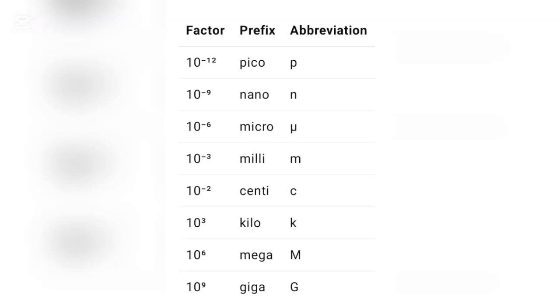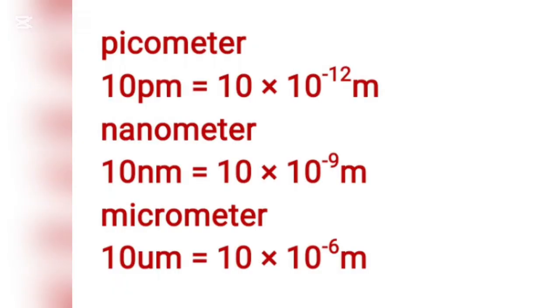These are used as prefix to the unit of the quantity being measured. For example, for length, we can have picometer. Let's assume we have 10 picometer. That means 10 picometer is equal to 10 times 10 raised to power minus 12 meters. Nanometer. That means it's 10 times 10 raised to power minus 9 meter. Micrometer. That means this is 10 times 10 raised to power minus 6 meter. You can figure out the others yourself.